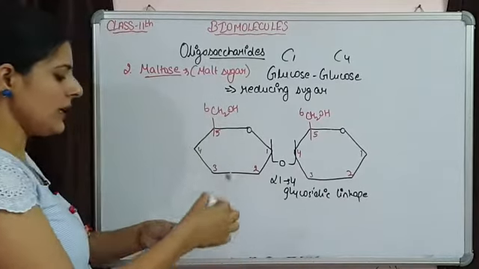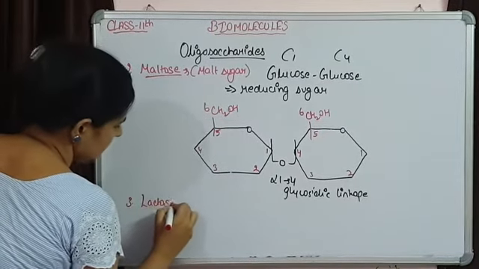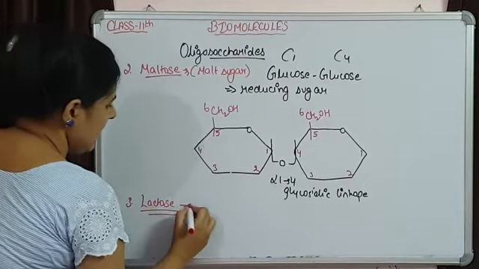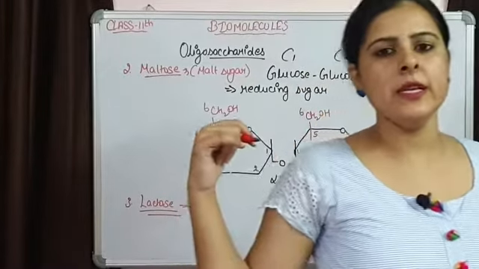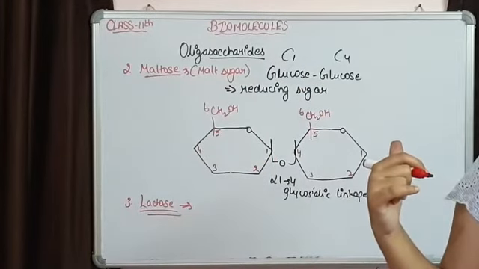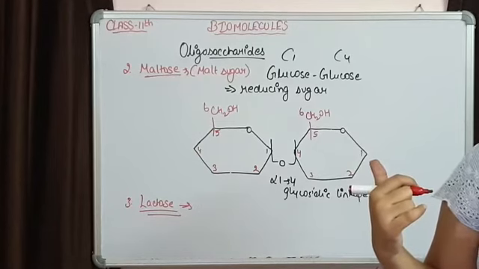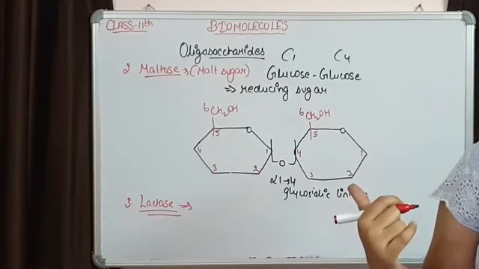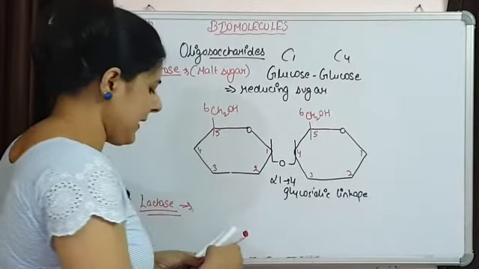Now the third one is lactose. Where is lactose present? This lactose is going to be present in milk, that's why it is also known as milk sugar. This is also going to be a reducing sugar, and it is formed from two molecules, glucose and galactose.